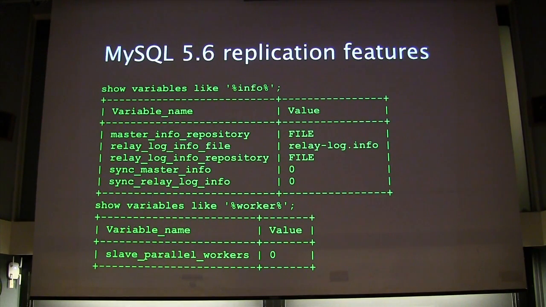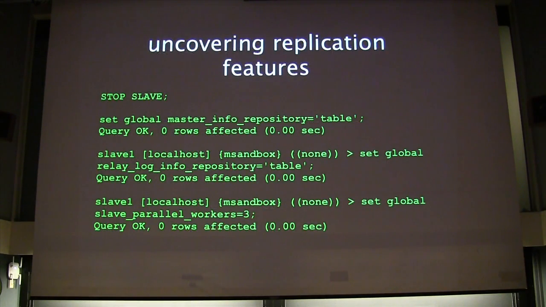How do you work on this? You have a couple of variables that you have to set when the slave is stopped. So you stop the slave and then set these variables for the repository for master info and relay log info. Let's see in practice. So you do stop slave, set global master_info_repository equals table, and set global relay_log_info_repository equals table. You can also put these things in the configuration file if you want to use them forever. The third thing that you see there is something that we will analyze later, for parallel replication.